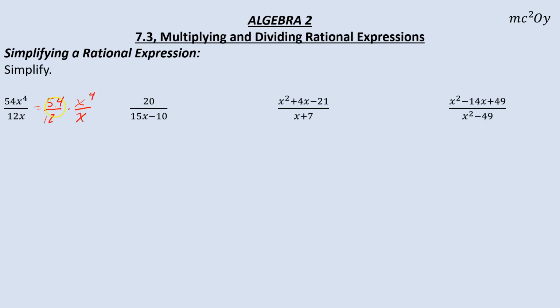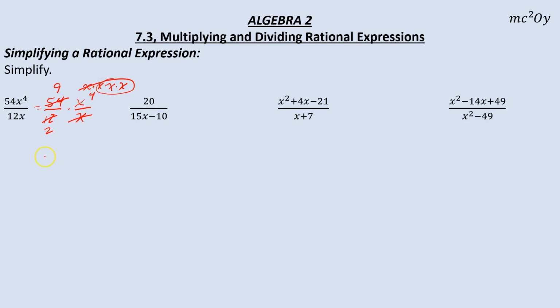So you could simplify both parts, like simplify the numeric part and then simplify the variable part. 54 and 12, what goes into both of those? Well, 6 does. 6 goes into 54 9 times and into 12 twice. And what goes into x to the 4th and x? Well, obviously x does. What I like to think of is, where do I have more x's? I have 4 x's here, meaning x times x times x times x, and only 1 x down here. Well, this 1 cancels 1 up there, and I'm left with 3 of them up there.